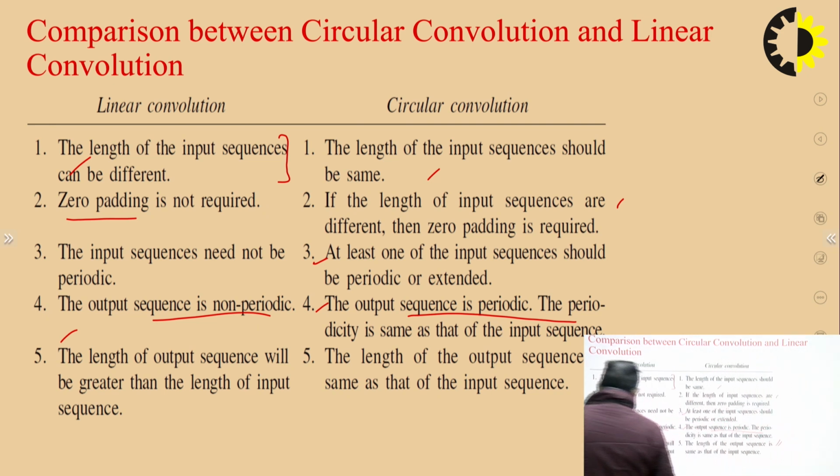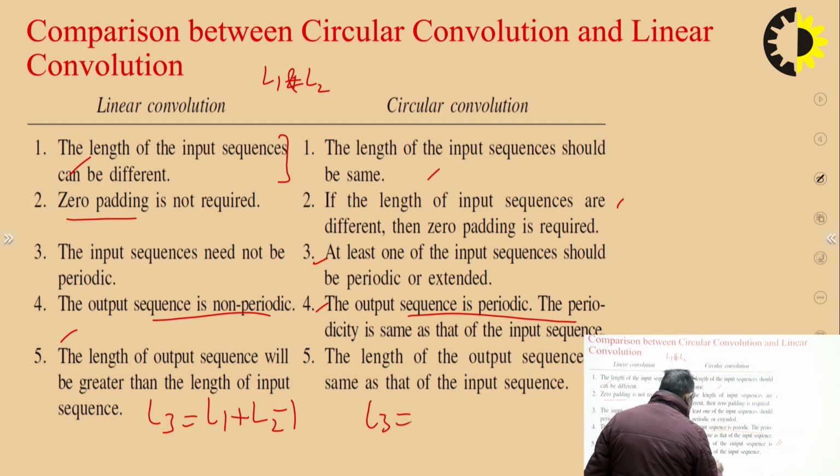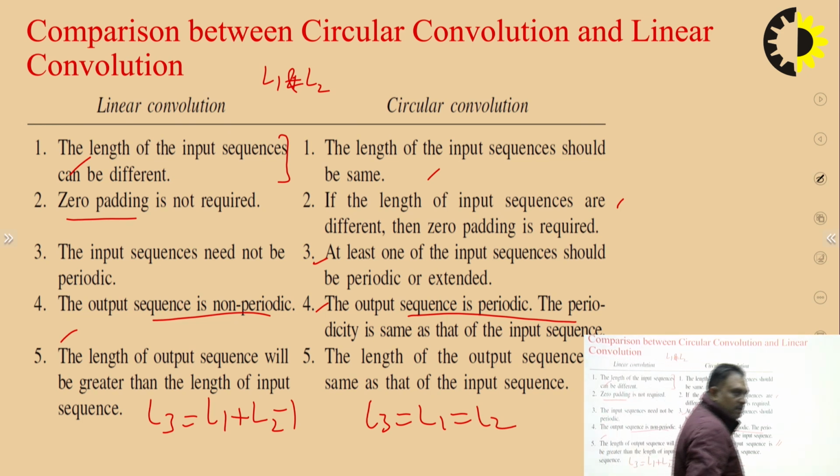Say the two sequences have lengths L1 and L2. In this case, the length of the convolved sequence, let's say L3, will become L1 plus L2 minus 1 for linear convolution, and for circular convolution the length of L3 will be equal to L1, which is equal to L2. Okay. So these are basically the differences between linear and circular convolution.